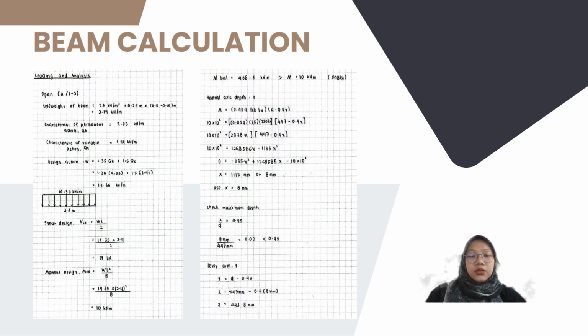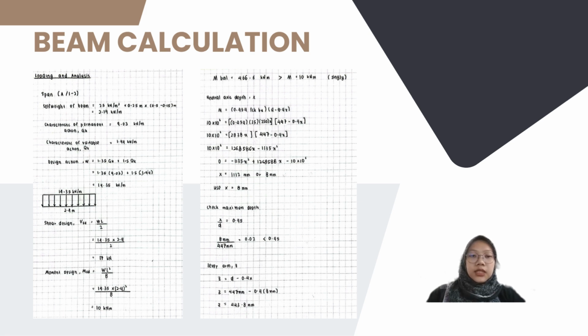Then you can see M bal is 466.6 kNm, which is larger than MED 10 kNm. So it is singly reinforced. So we need to know the neutral axis depth x by using formula M equals 0.454 fck b x times (d - 0.4x). Then we insert the data. We got x is 112 mm or 8 mm. So we use x = 8 mm.